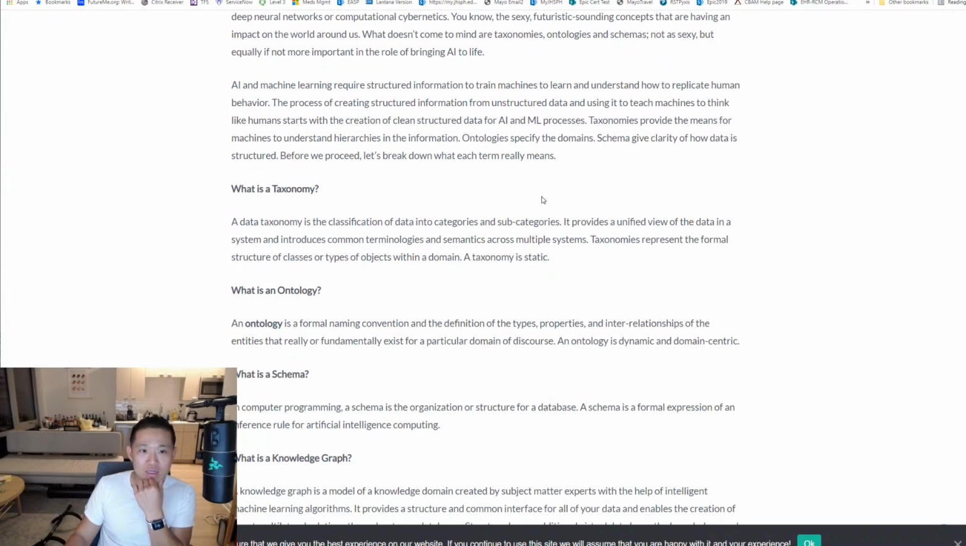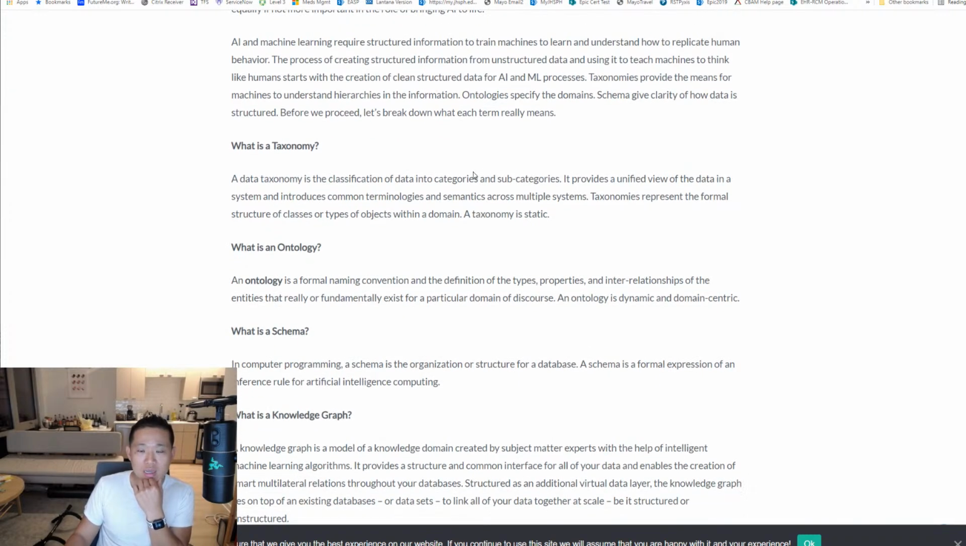AI and machine learning requires structured information to train machines to learn and understand how to replicate human behavior. The process of creating structured information from unstructured data and using it to teach machines to think like humans starts with the creation of clean structured data for AI and ML processes. Taxonomies provide the means for machines to understand hierarchies in the information. Ontologies specify the domains. Schema gives clarity of how data is structured.